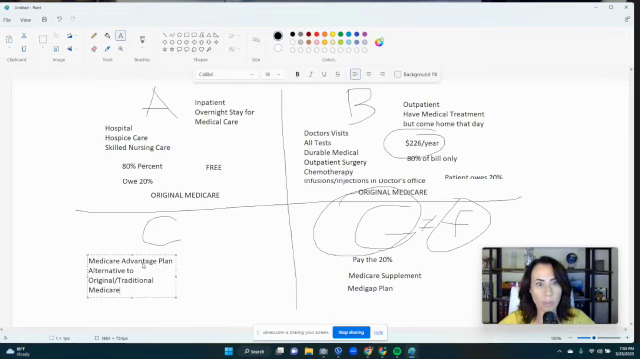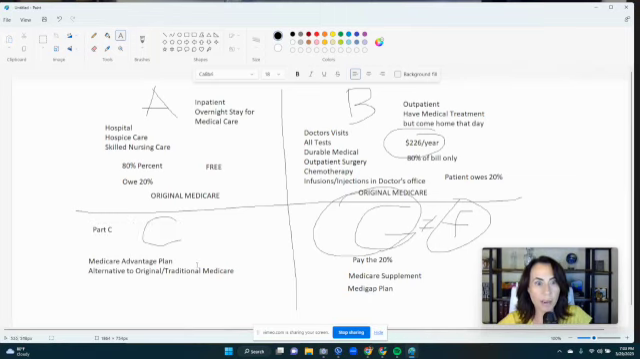Medicare. So our original or traditional Medicare system started in 1966. It was introduced in 65, brought out in 66. It's original Medicare. We also call it traditional Medicare. The Medicare Advantage Plan, also known as Part C, is an alternative to original traditional Medicare. Here's some other information about it.